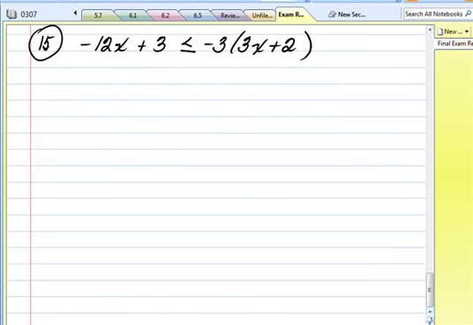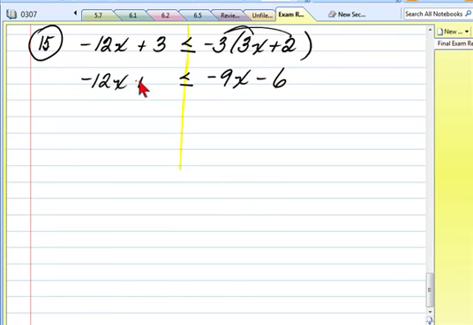The left-hand side doesn't need any simplifying, but the right-hand side does. So I'm going to distribute a negative 3, keeping the symbol. That'll give me negative 9x, and it'll give me minus 6 on the right-hand side. And the left-hand side stays as it was. I have variables on both sides.